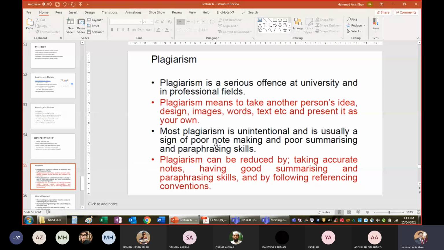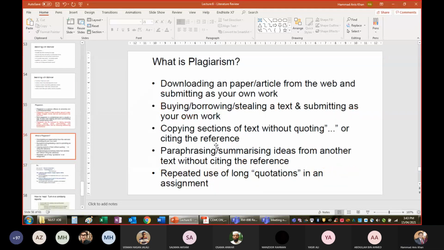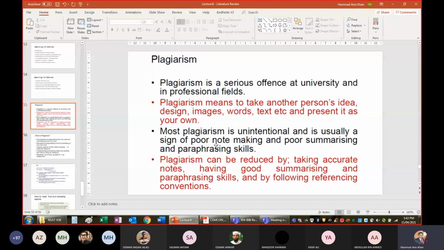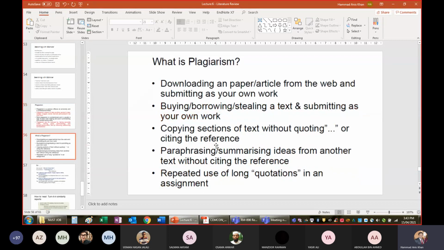Plagiarism can be reduced by taking accurate notes, developing good summarizing and paraphrasing skills, working on how you can paraphrase, and following referencing conventions, which means that you cite whoever's work it is. Citation is very important. If you don't cite and present something as your own, then this is a problem. This comes under plagiarism. So this is the plagiarism sequence.